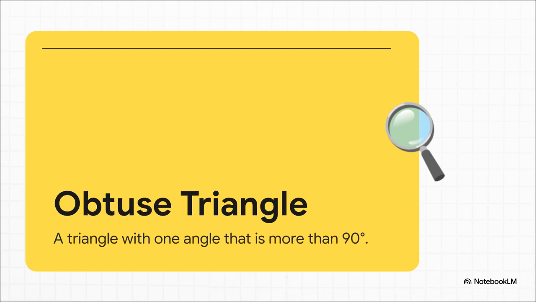And rounding out our top three suspects is the obtuse triangle. This one's kind of the opposite of the acute triangle. It's got one angle that's big, wide, and open, more than 90 degrees. It's the one that looks like it's leaning back, just relaxing.